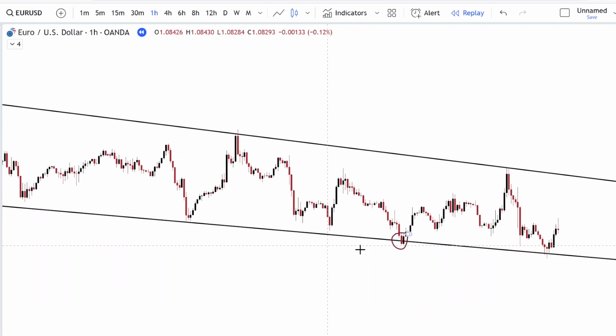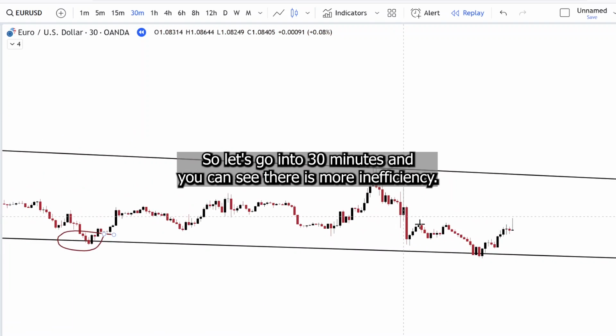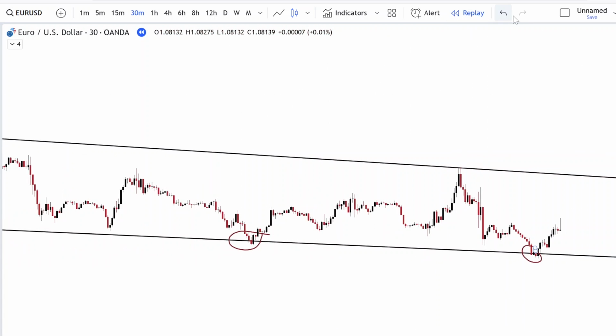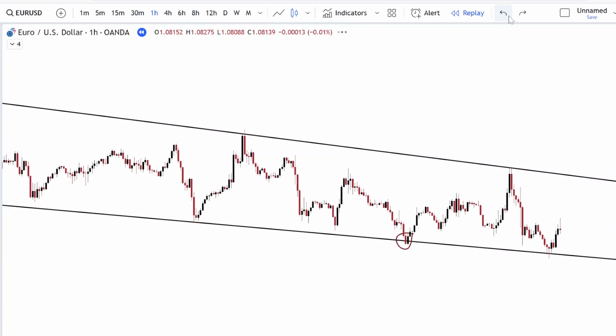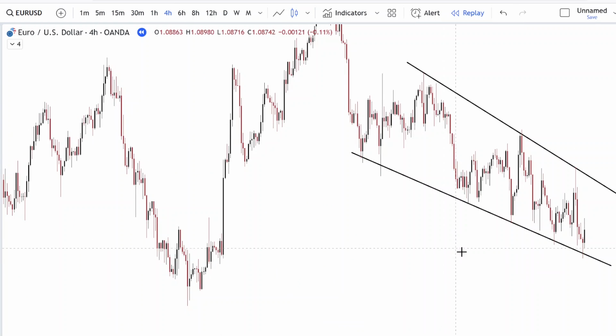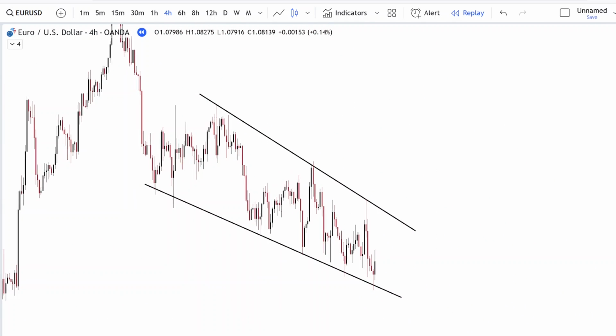So as you can see, there is a candle close. And look what happens when you go even lower. So let's go into 30 minutes and you can see there is more inefficiency. So we have a body close outside of the range and back inside of the range here. And that's why we will stick with our 4 hour, because this is the lowest we can go without compromising our wick rejection. And this is what works currently in the current price action.